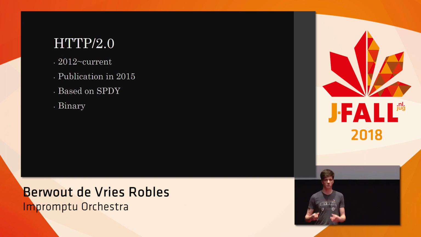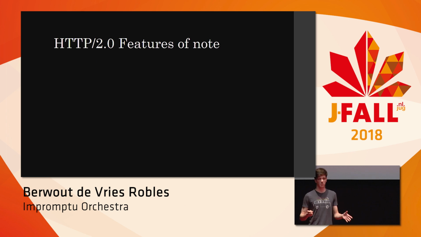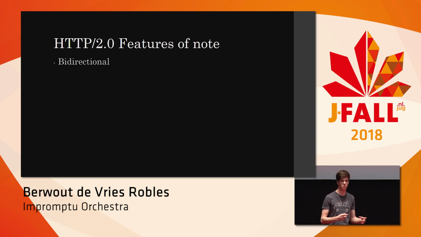For the first time, it was a binary protocol, which is much better for the smaller devices we also put on our networks. And it was published in 2015, so not so long ago. Some features of note. For the first time, it was bidirectional. The server had options to push stuff to the client without the client requesting it, but more on that later, because it has a little bit of a side effect.